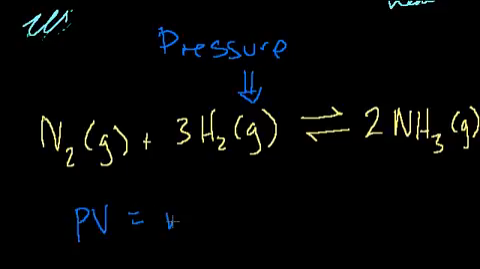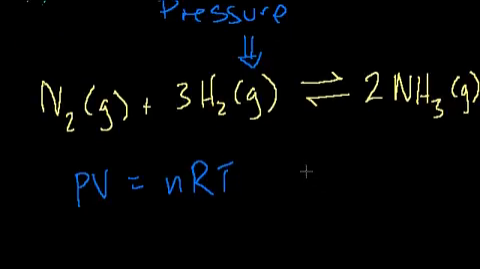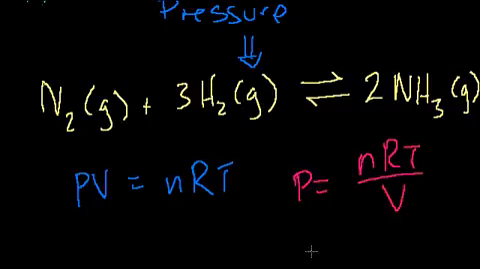Think about it this way. PV is equal to nRT. We learned this multiple times, right? And let's say we could write P is equal to nRT over V. Now, if we increase the pressure, how can we relieve that? Remember, Le Chatelier's principle says that the reaction is going to go in the direction that relieves the stressor. Well, if we lower the number of molecules, that will relieve the pressure, right?